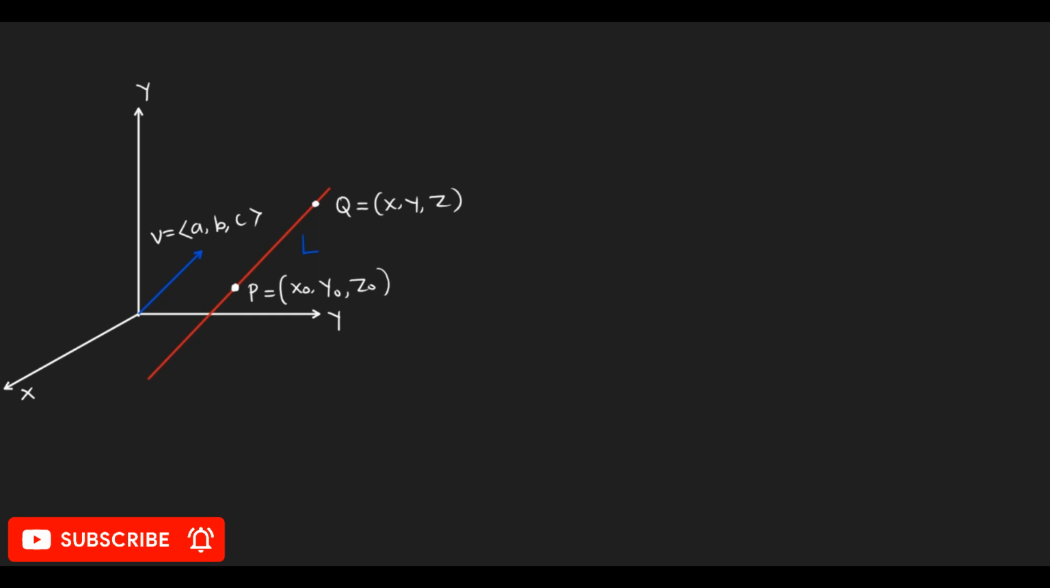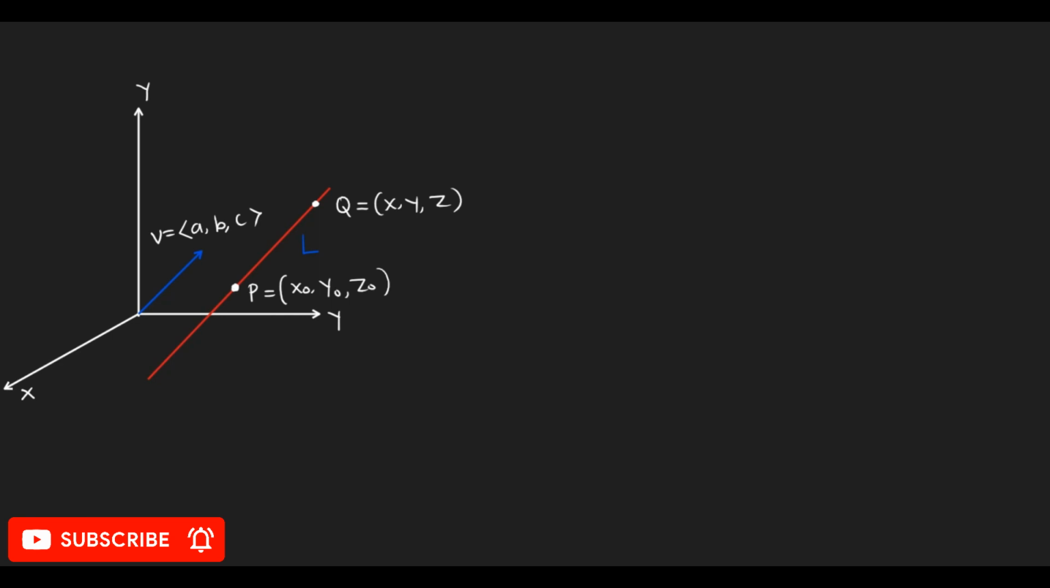In this lesson, we are going to learn how to find equations for a line in space. From this figure, we have a line drawn in red. Let's name this line L. We have a vector V which is parallel to the line L, and the line L passes through point P. Point Q is also on the line L.